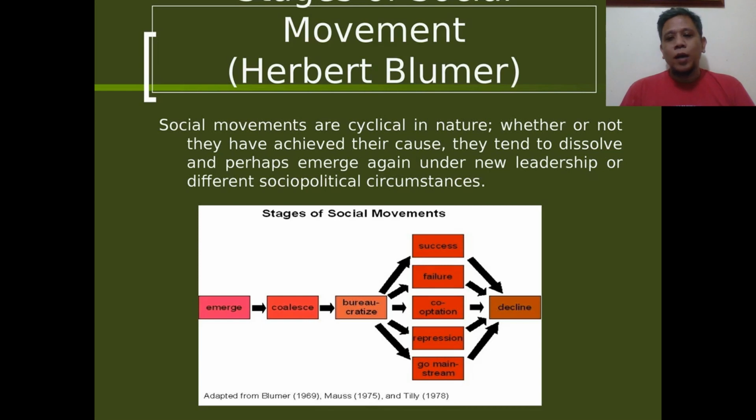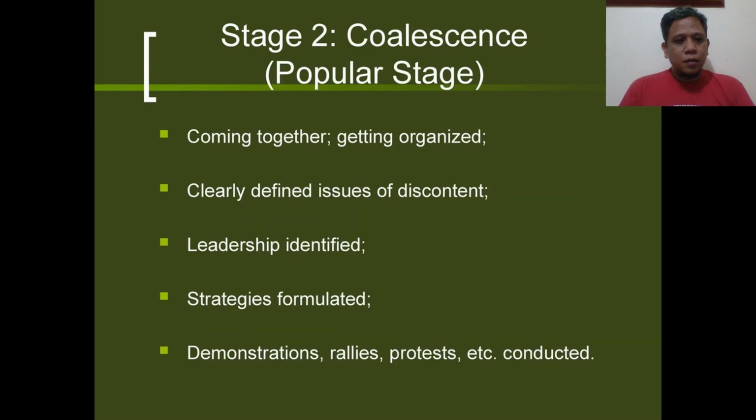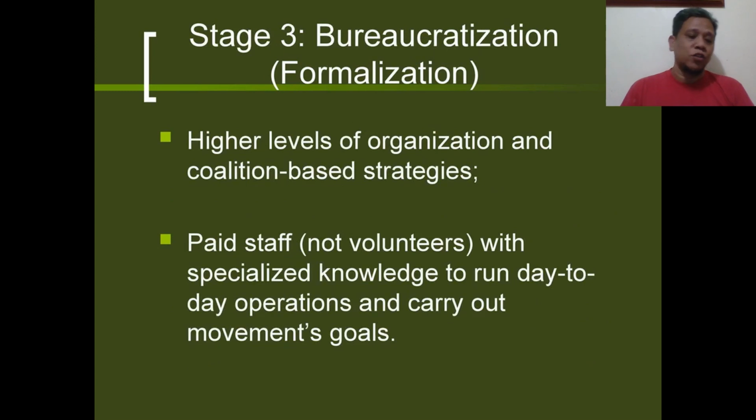Okay, in stage one, the emergence, this is a stage when social movements begin for one or more of the reasons indicated in the previous section, in the previous discussions. In stage two, we have the coalescence. At this stage, a movement and its leaders must decide how they will recruit new members, and they must determine the strategies they will use to achieve their goals. They also may use the news media to win favorable publicity and to convince the public of the justness of their cause. Okay? And number three, sorry, we have the bureaucratization, formalization, no?